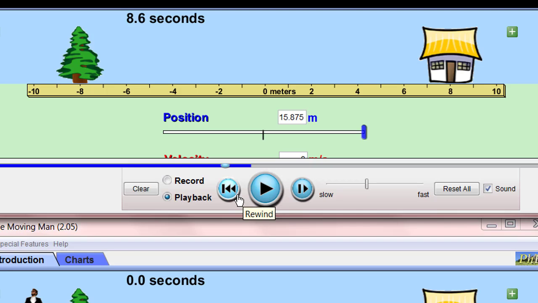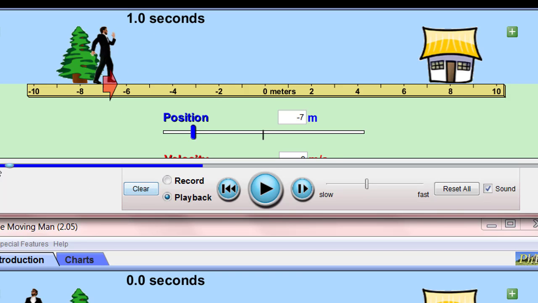So if I rewind, notice how if I were to advance the frames manually by moving the slider, advance it by 1 second, he started in this negative 10 meter location. He ended up over here, which is probably around negative 7 meters. And notice how he covered 3 meters worth of displacement in 1 second.